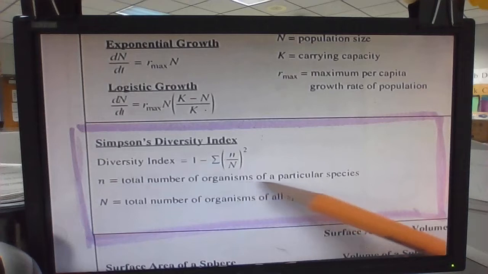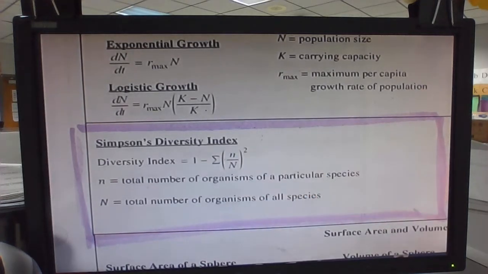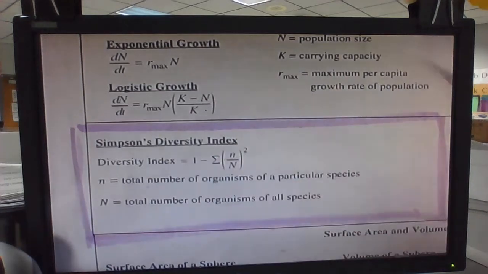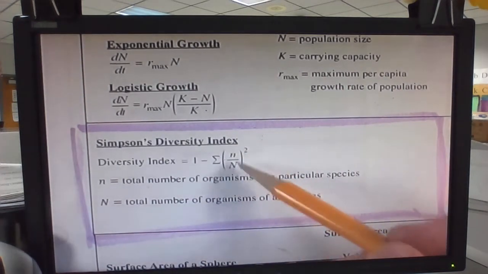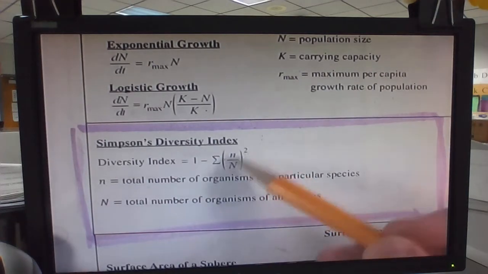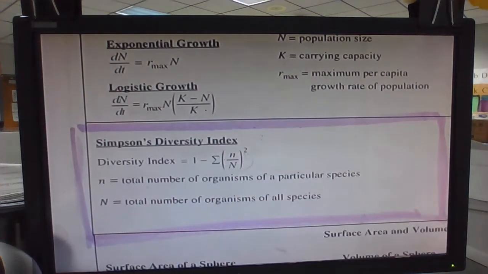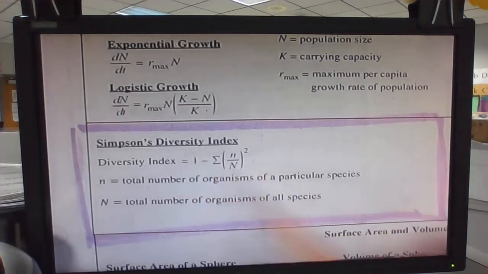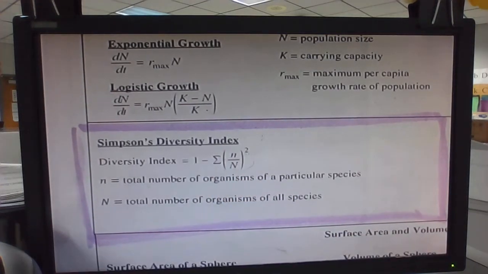So lowercase n means the total number of organisms of a particular species divided by the total number of organisms of all of the species in that ecosystem that you're looking at. And then, of course, once you find that, you have to square it. You do that for each species in that ecosystem, then you add them together, and you take that amount, and it's 1 minus that amount to get your diversity index.